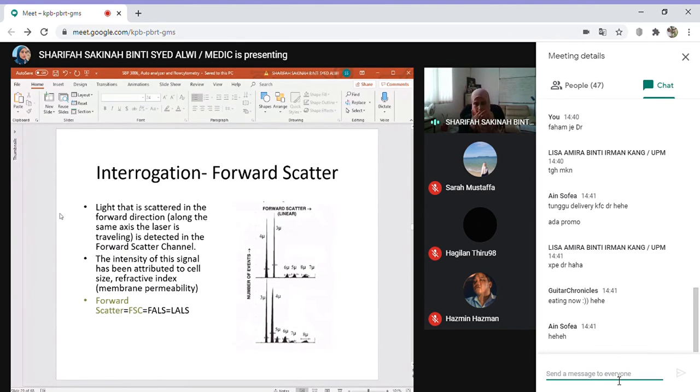It is very important. When you plot the graph, if let's say we have a problem question or SAQ, you have to plot the graph. So it is very important to understand that this is the side scatter and this is the forward scatter. Side scatter will measure the granularity, the forward scatter will measure the size of the cells. The intensity of this signal is attributed to cell size. So remember, when you talk about forward, it must measure the size of the particles or the size of the cells. I'm already slurring, I have a morning class too.